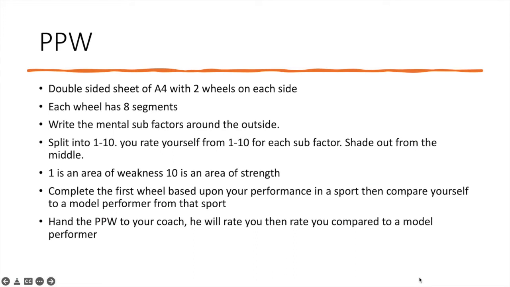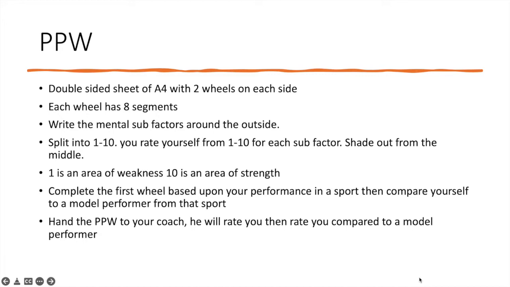So, what is the performance profile wheel? As we've said, it's a double-sided sheet of A4 with 2 wheels on each side. Each wheel has 8 segments, and you would write the mental sub-factors around the outside, such as concentration, mental toughness, decision-making, and so on. Each section of the wheel is split from 1 to 10. You'll rate yourself from 1 to 10 for each sub-factor, and you'll shade up from the middle. A score of 1 is an area of weakness, and a score of 10 is an area of strength, and you'll try and pinpoint where you are on that spectrum.